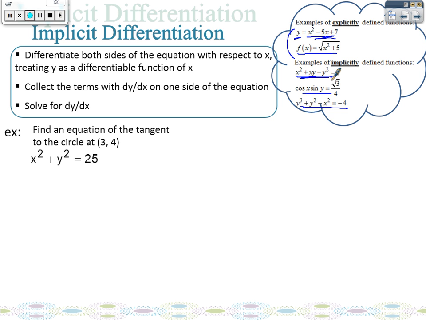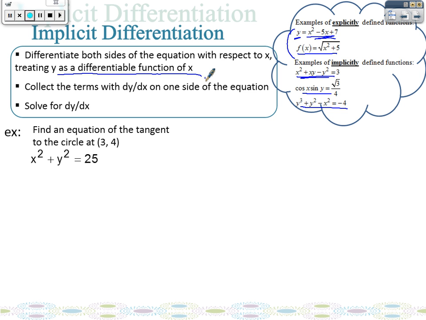And what I like to do is write out steps. So I have 3 steps written out on how you would do that. And so step 1 is where, first of all, we just leave it like it is. We don't move stuff around. We don't move things left and right. We just leave it like it is, and we differentiate both sides of the equation with respect to x, treating y as a differentiable function of x. Now, that probably doesn't make any sense right now, but once we go through it, hopefully it will make sense. And so that's the first step.